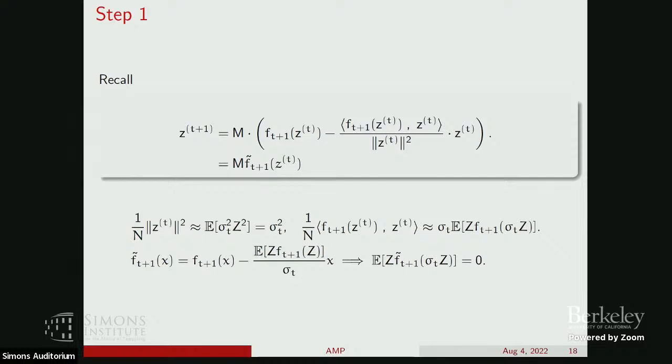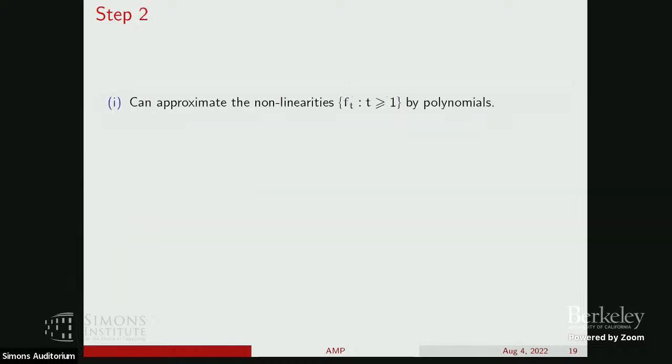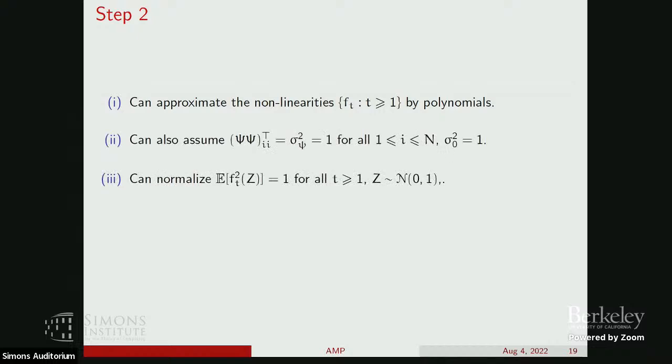So the first simplification that I'll do is to say, okay, henceforth I'll assume that my algorithm is of the form z^{t+1} = m f tilde(z^t), where f tilde satisfies this divergence free condition. The second step, let me not even talk much about it. I'll basically assume that these nonlinearities can be replaced by polynomials. That I think everyone here can believe.